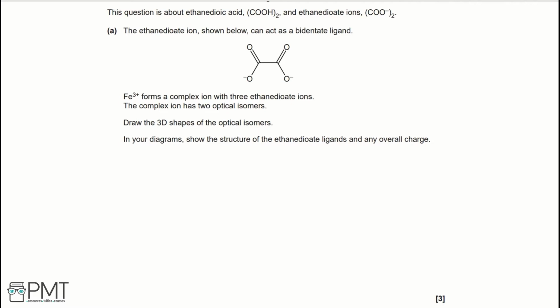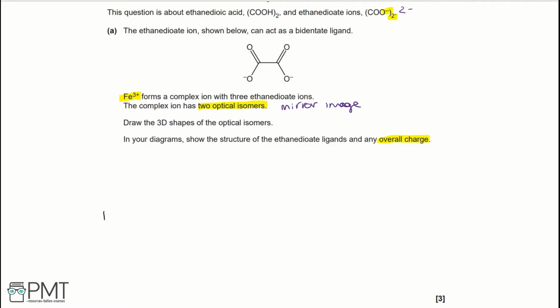The key parts of this question is that we're using Fe3+, and that will help when working out our overall charge. Then we need to also factor in the charge of the bidentate ligand, which is minus times 2, so it's 2-. And we are forming 2 optical isomers. So optical isomers, when we draw them 3D, they will be mirror images of each other. So next we need to draw the 3D shapes, so that means using wedges.